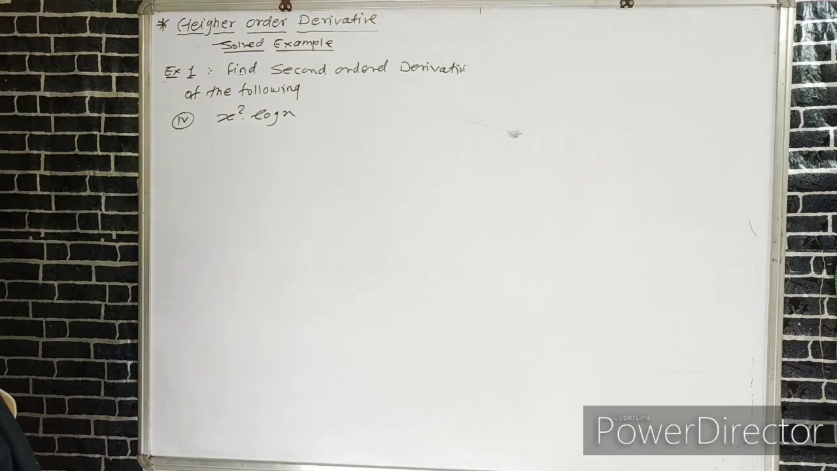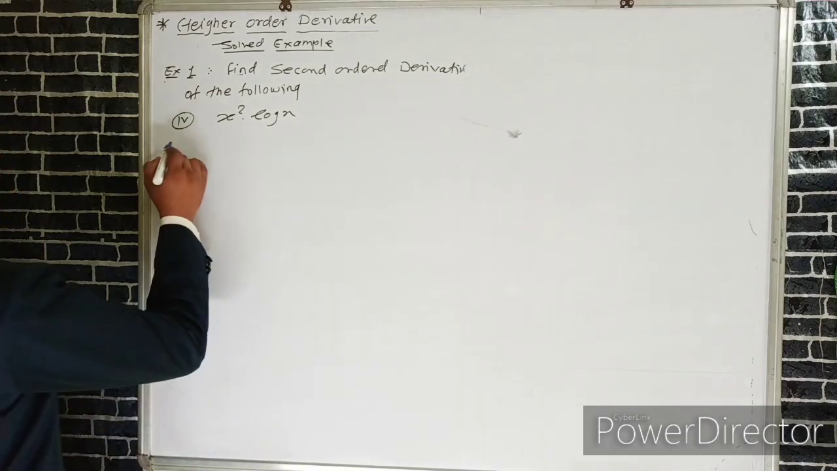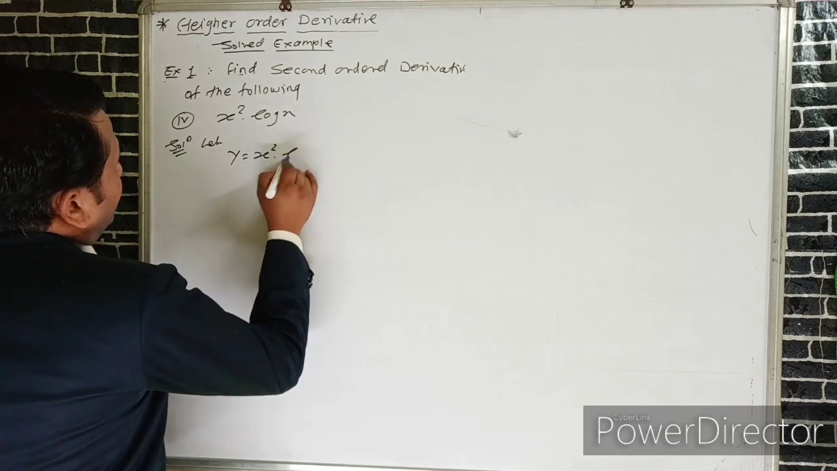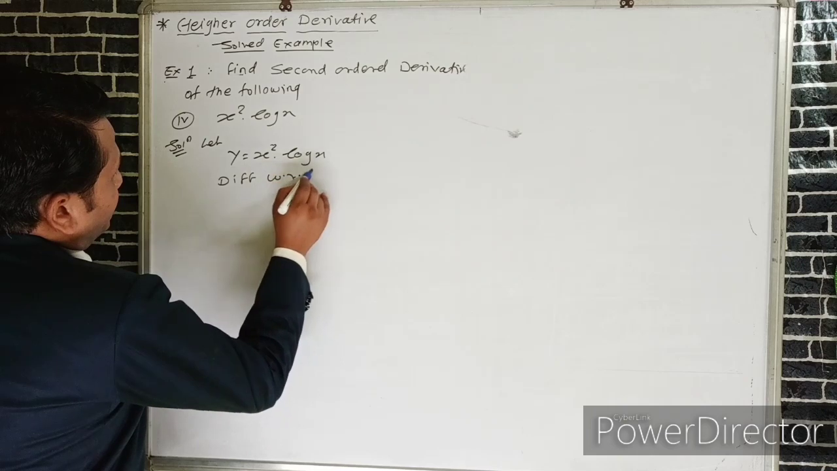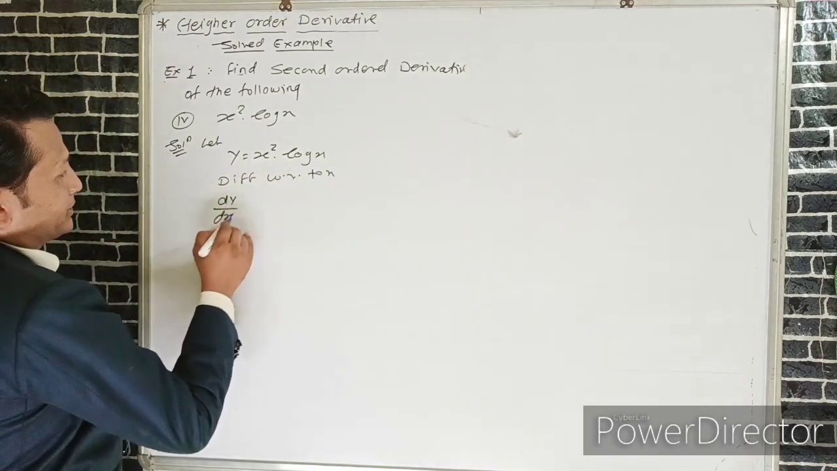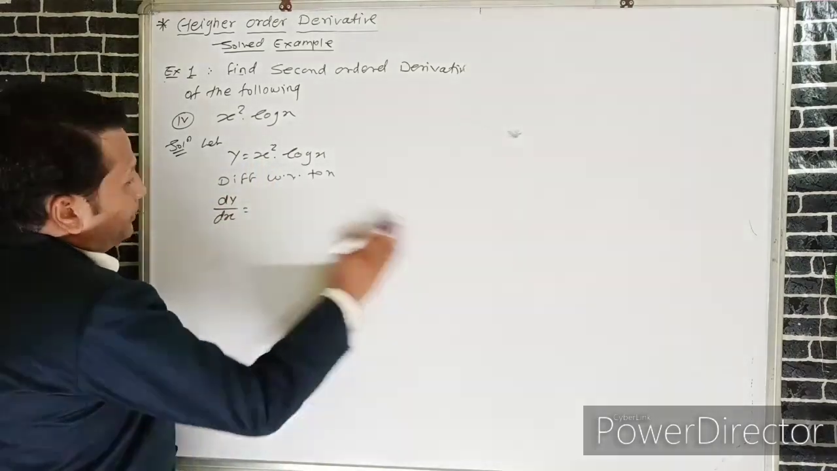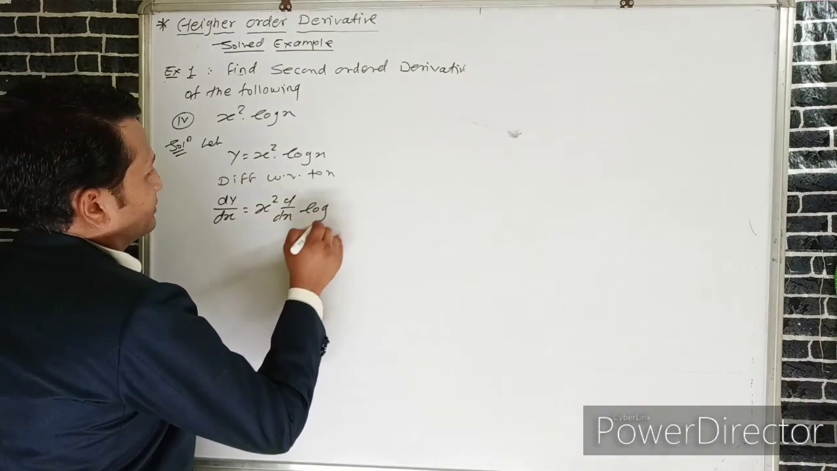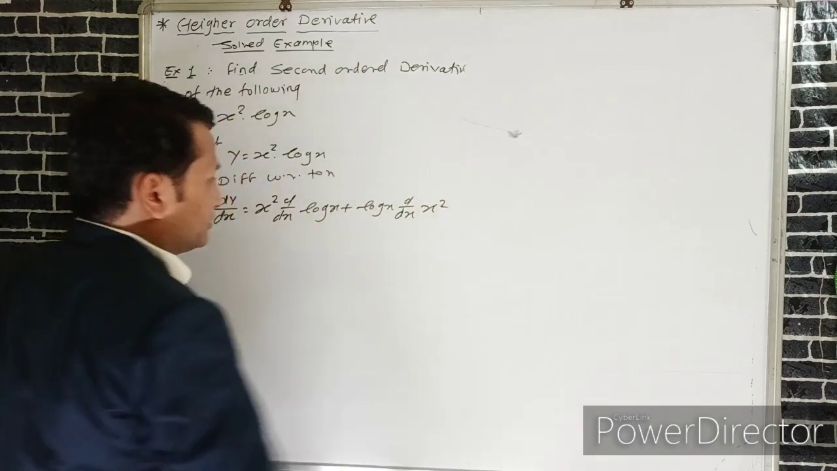So the next, which is again x square into log x. First we consider that y is equals to x square into log x. If we differentiate with respect to x, then we can write the derivative of y, which is dy upon dx. Here we apply derivative of u into v, which is u into dv by dx plus v into du by dx. Here we can write x square into derivative of log x plus log x into derivative of x square.